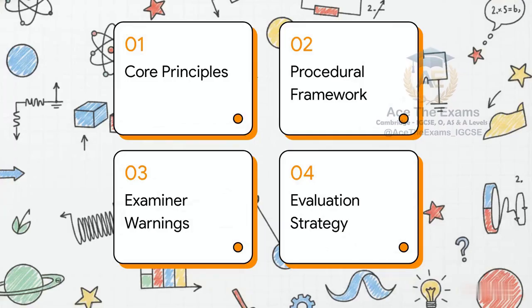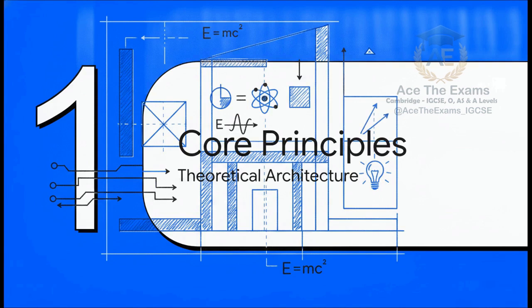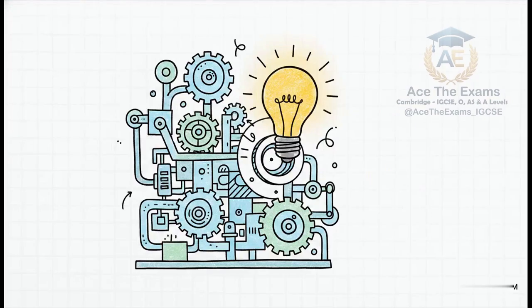So, here is our systematic game plan for today's mission. 1. Core principles and concepts. 2. The procedural framework. 3. Critical examiner warnings. And 4. Evaluation and exam strategy. Let's start with Section 1, Core Principles and Concepts.